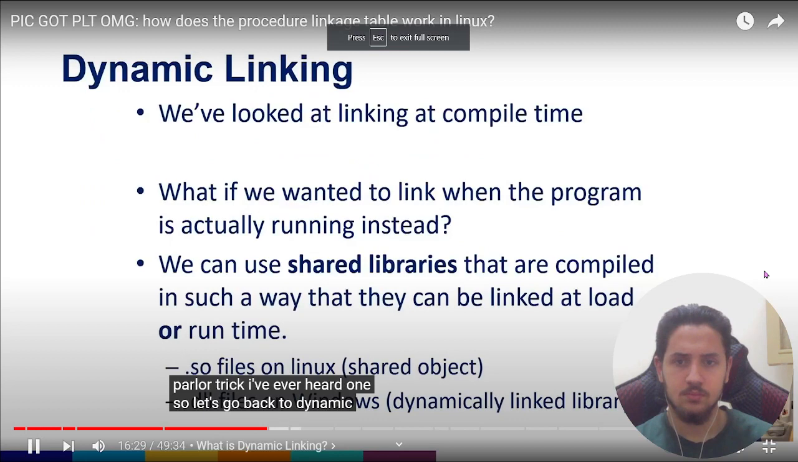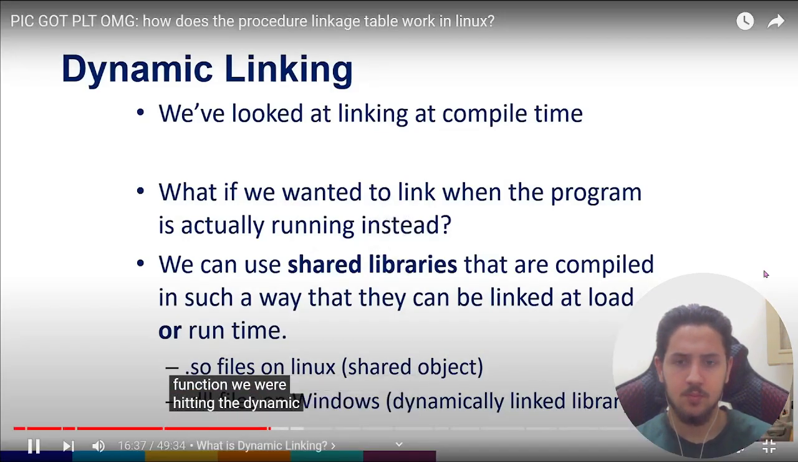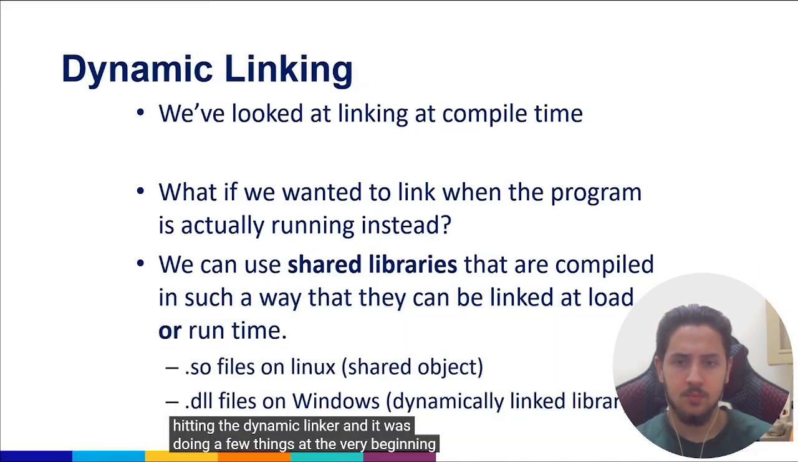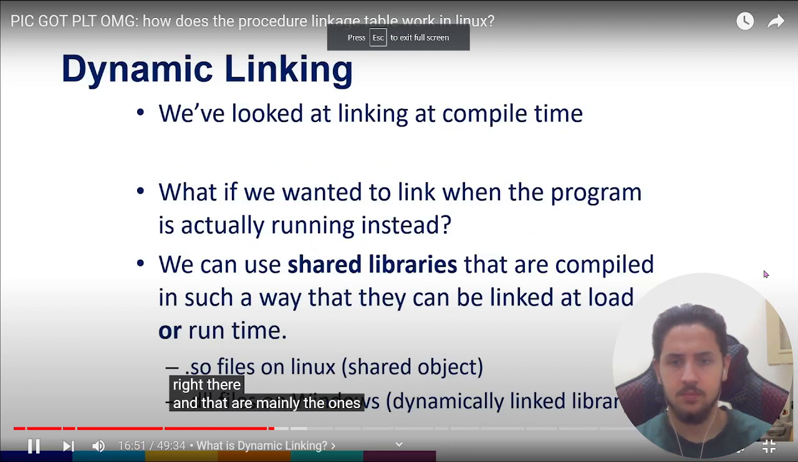Back to dynamic linking, right? That's the other big part that this is about. So in that run of the underscore start function, we were hitting the dynamic linker and it was doing a few things at the very beginning of the running program, but we didn't really go into too much detail of what's going on. There's a lot that goes on there of exactly how all this works, but we're gonna hit on a few important topics right there that are mainly the ones covered in the book.